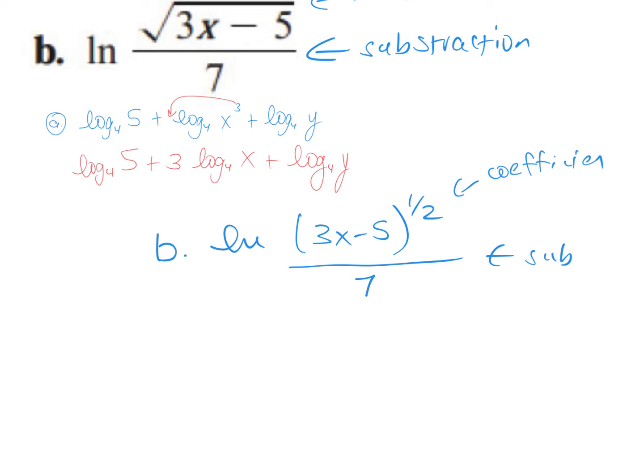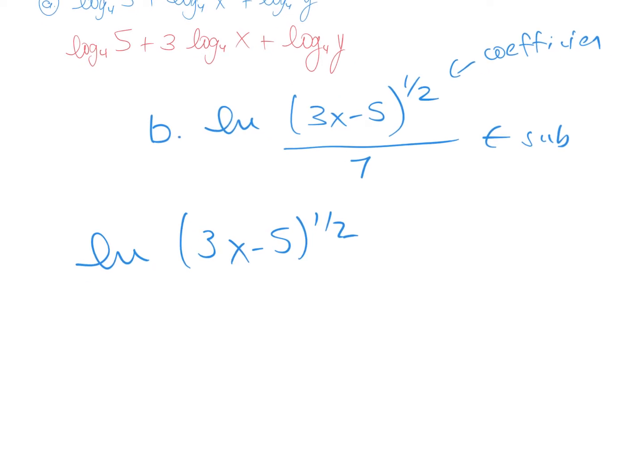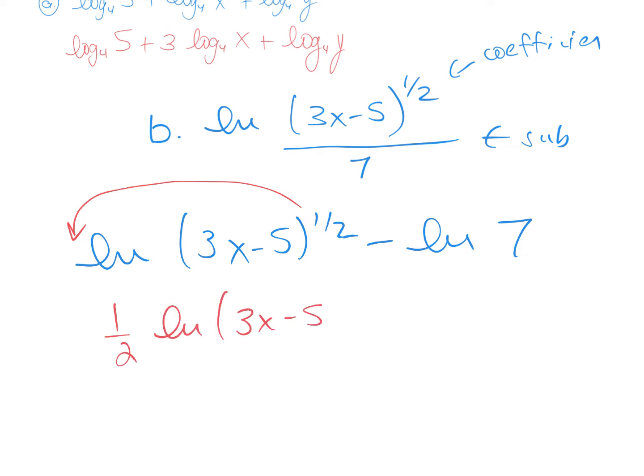Okay, good. So I'm going to rewrite ln, and I'm going to write this as 3x minus 5 to the 1/2. Could you go ahead and write the 1/2 out in front? Yes, but I don't want to yet. And then what does my division become? Minus. So I have the ln of 7. Every single thing gets its own log or natural log. Now the next step I have to do is take this 1/2 and put it where? Out in front. So you have 1/2 natural log of 3x minus 5 minus the natural log of 7.